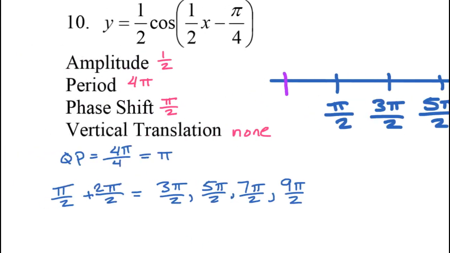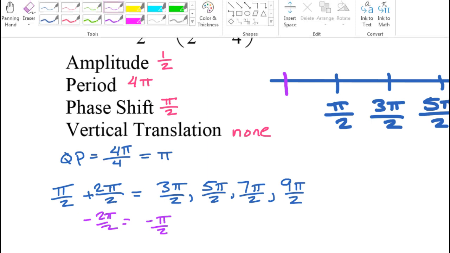Now, when I was going to the right, I was adding 2 pi over 2. So if I want to go to the left, I'm going to subtract 2 pi over 2. So if I do minus 2 pi over 2, all right, 1 pi over 2 minus 2 pi over 2 is negative pi over 2. So that's what this mark will be. 1 to the left is negative pi over 2.